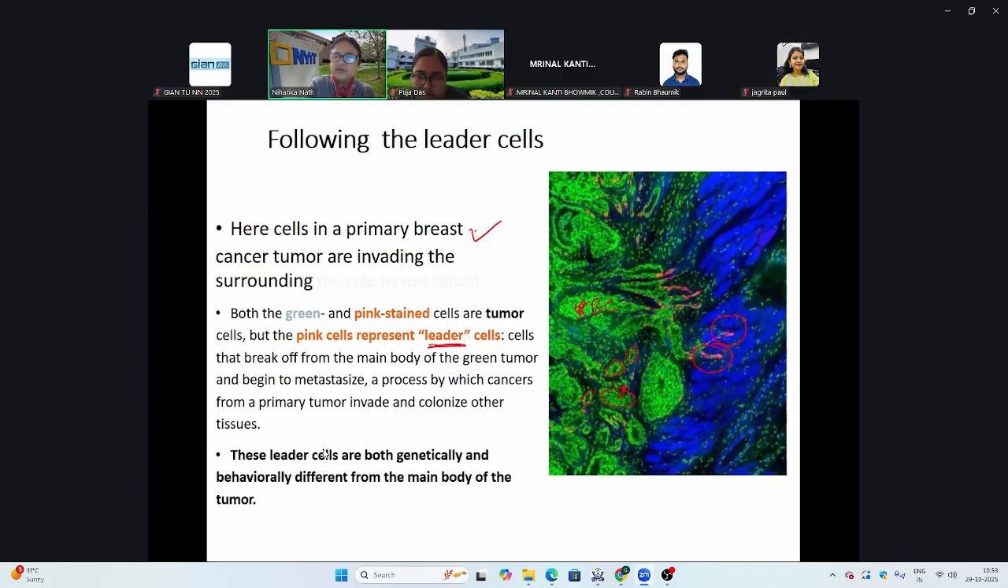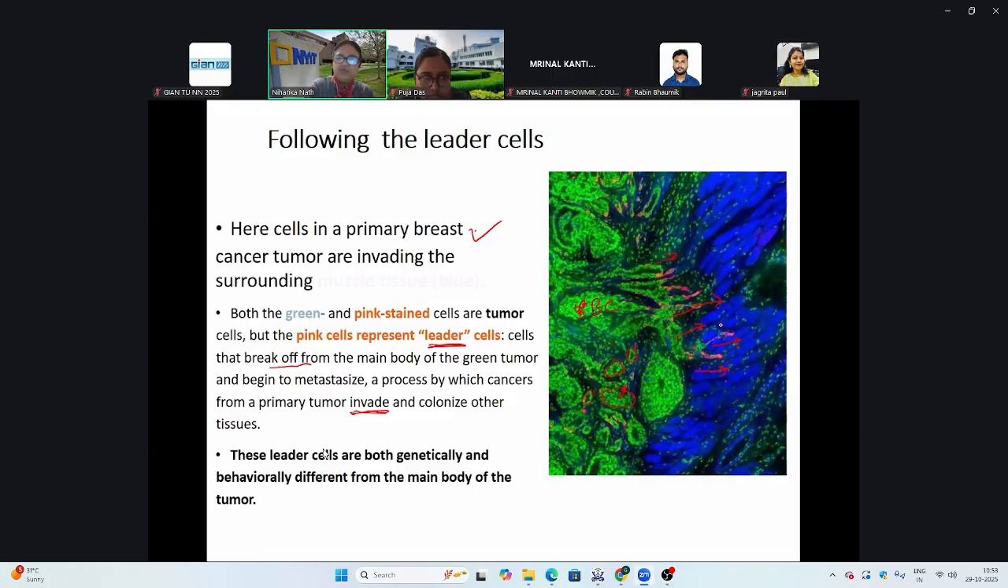And the leader cells, as you can see, these pink cells here, are beginning to break off from the main body of the tumor cells, and they are progressing outward in this direction. So these breast cancer cells are able to come away from the primary tumor. It's coming out from the primary tumor and trying to invade and colonize other tissues. It doesn't matter that it did not go to the blood vessel yet, but it is trying to find ways to go to the other tissues.